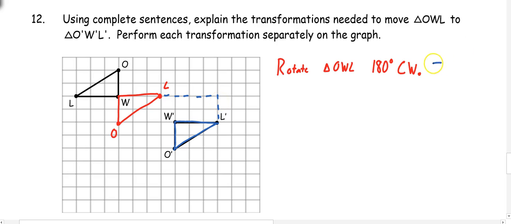So next, we're going to say translate all points of triangle OWL right 4 units and down 2 units.